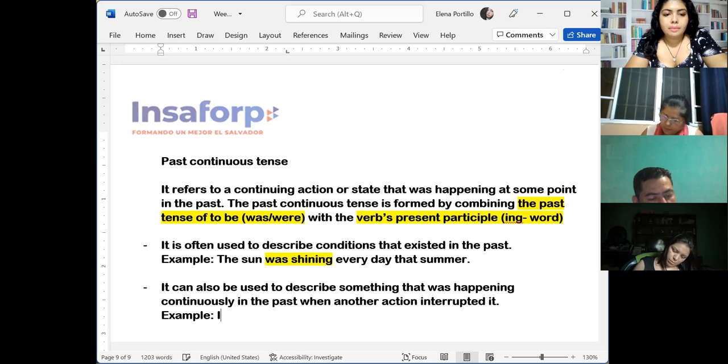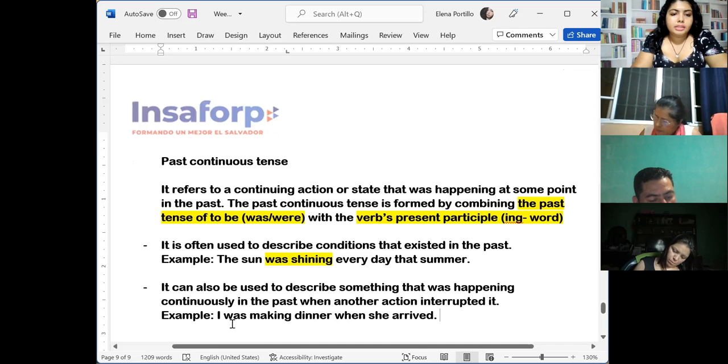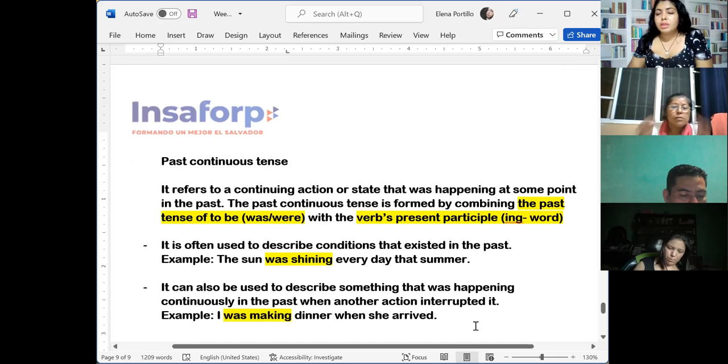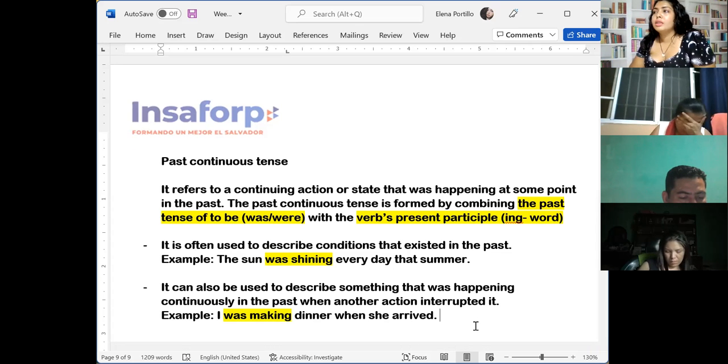I was making dinner when she arrived. So in this case, it's talking about when we are doing something, but something else happened that maybe makes that person stop doing that action. So we have the number one that is often used to describe a condition that exists in the past, something that was happening at the moment.